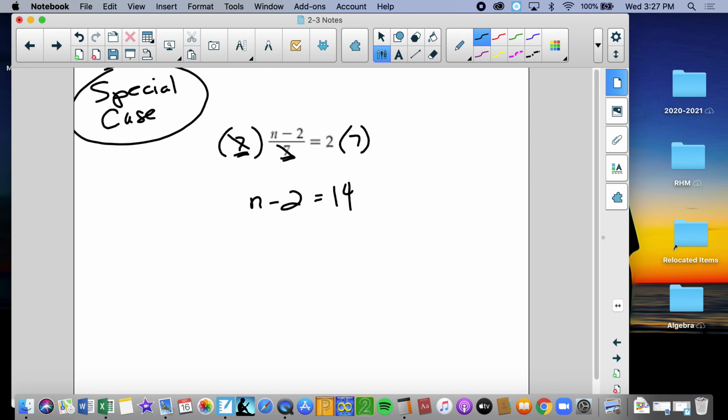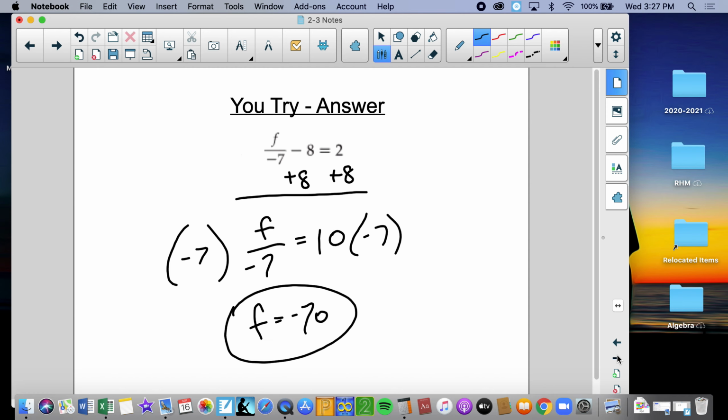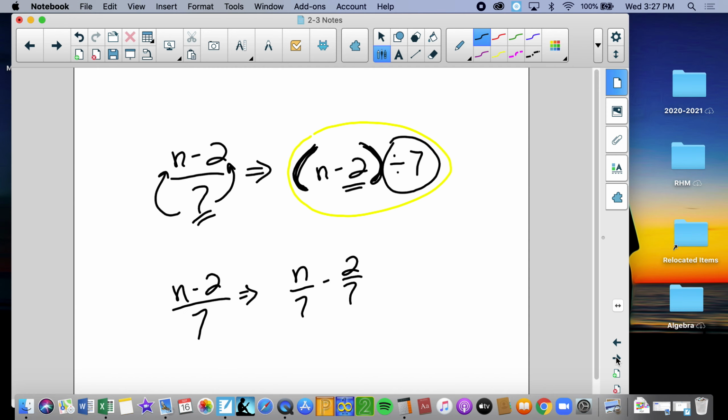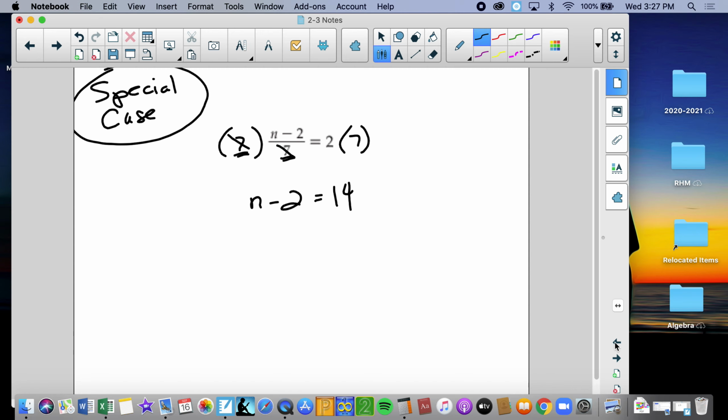What's nice about this is now we can get to that -2. Now we've gotten rid of those parentheses. Once we get rid of that division by 7, the parentheses are gone. That's a good little understanding. Now we have a variable. What's happening to it? 2 is being subtracted. So we do the inverse of subtracting, which is addition. And we get 16. Don't be afraid to check your work.